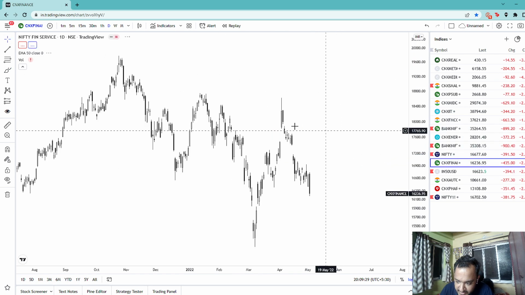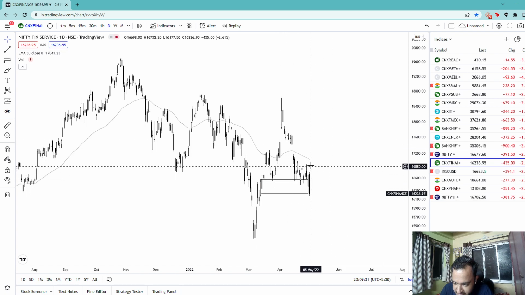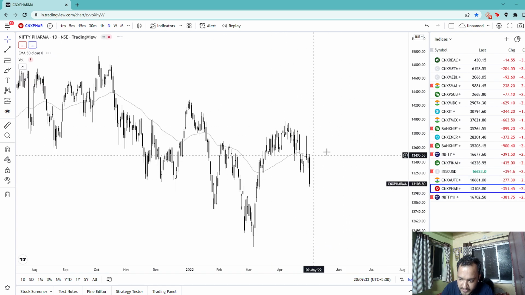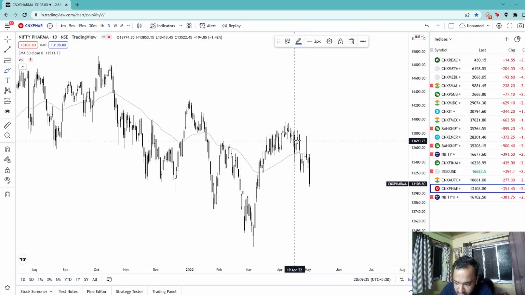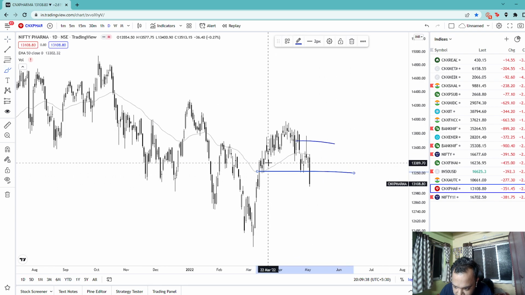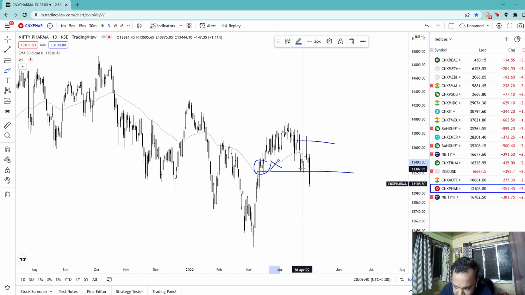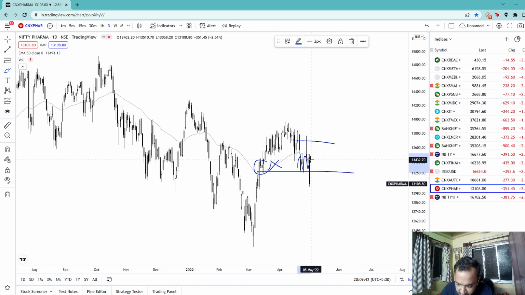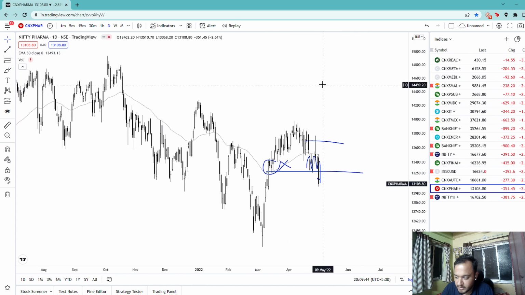Nifty Finance, same thing. It's again very, very weak. This demand zone is breaking down. Nifty Pharma as well, very weak. All right, so it turned around and now we are falling deep. Yesterday I talked about this demand zone not being strong anymore because we are testing it multiple times, and today we are seeing a breakdown again.